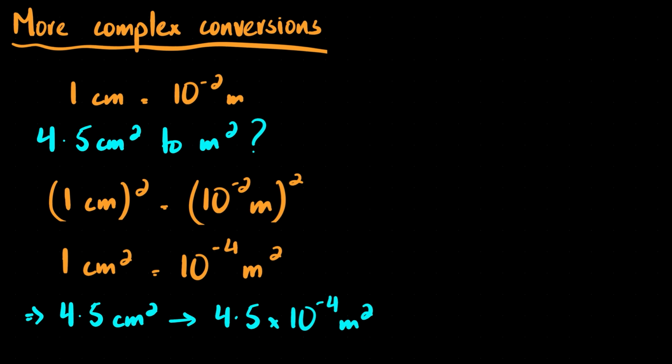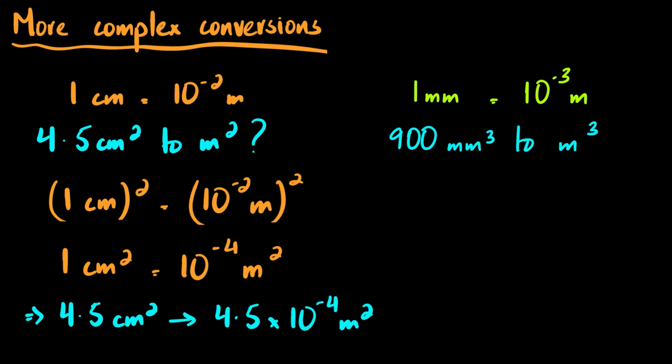Similarly, if I have to, for example, convert between millimeters and meters cubed, again, I know this for a fact, and let's say somebody asks me that I have 900 millimeter cube of volume, how would I convert this to meter cube? Again, first things first, just cube both the sides, because this time you need conversions between cubes. So 1 mm cube equals 10 to the negative 3 m, just m, cube.